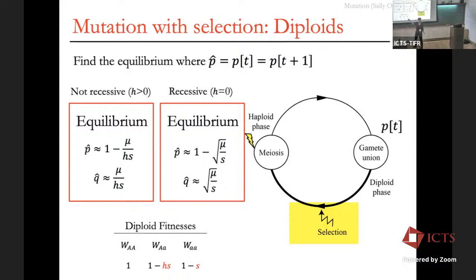But clearly this can't be right for H is 0 or H really near 0. If it's fully recessive, this can't work. So you have to do the math again. And if it's fully recessive and H is 0, then you do the math again and you find a different equilibrium. But the method is the same for finding that equilibrium.